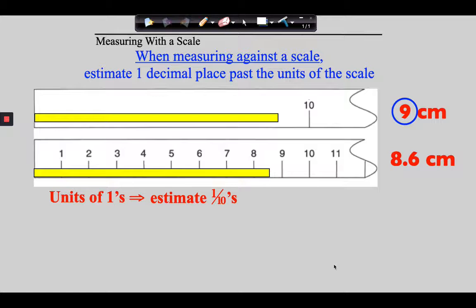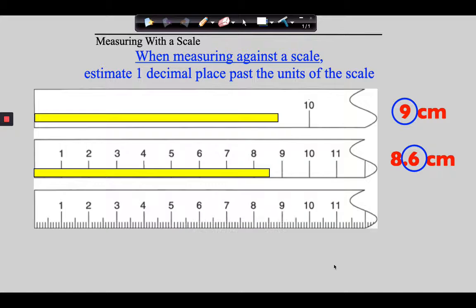I went 8.6. But guys, here's the trick. Do we know that the 8 is right? Yeah, but do we know that the 0.6 is right? That's our estimated digit, and you circle it. Starting to get the idea? So let's get a finer scale. So now we've got a scale that goes down to tenths.